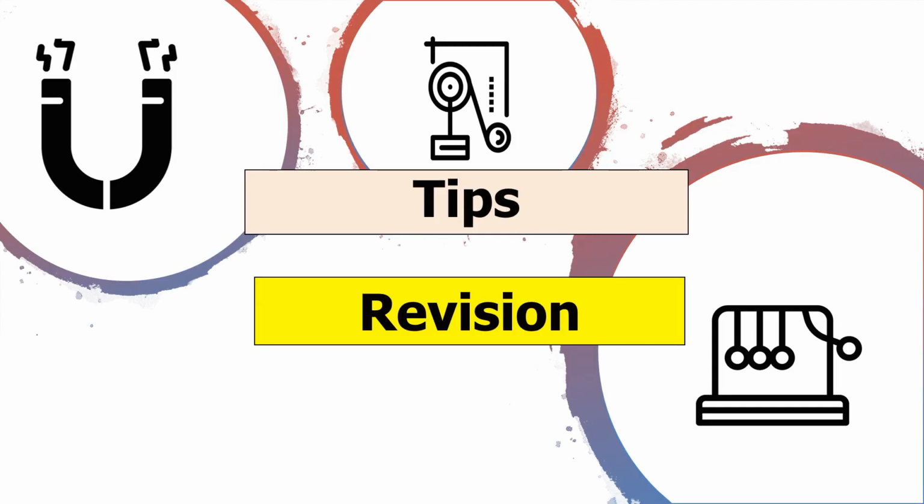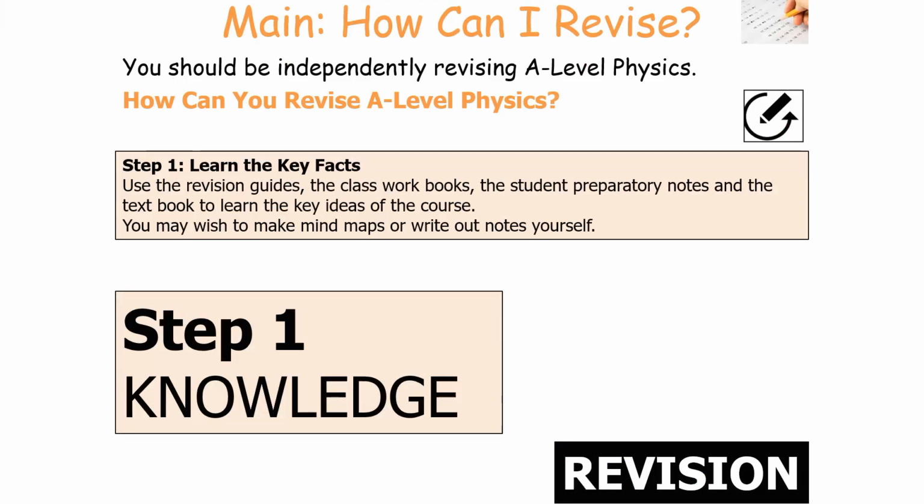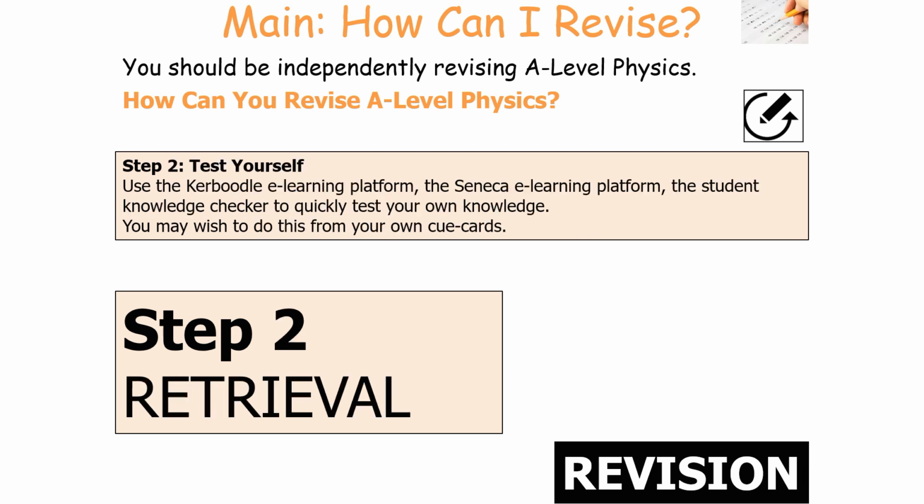So what tips do you have for revision? So how can you be independently revising your A-Level Physics? So the first step is always to use your revision guides, use the class workbooks, your prep notes, your textbook to learn the key ideas of the course, learn the key facts. Now you might want to do this by making mind maps or writing notes out yourself. The second step will be to test yourself. So use things like Caboodle, Seneca, knowledge checkers to quickly test your own knowledge, and you might want to do this by making your own cue cards.